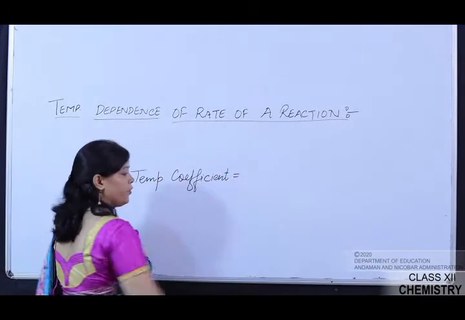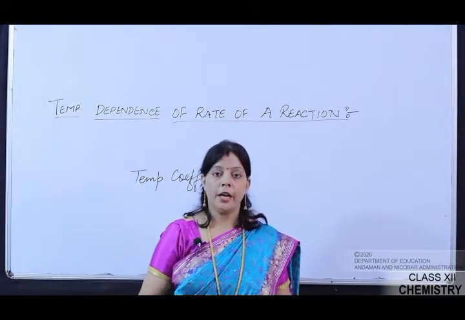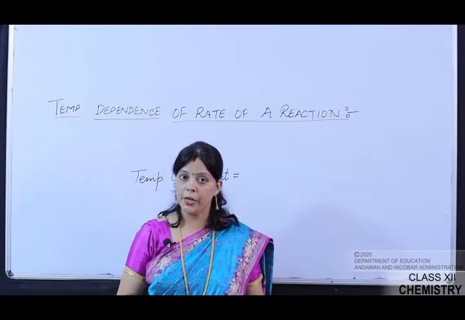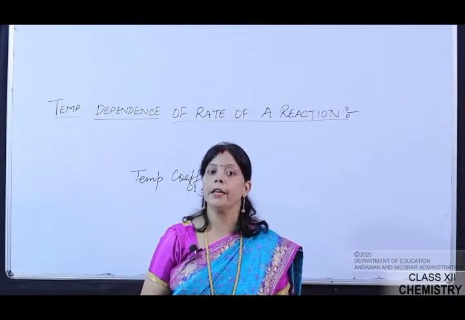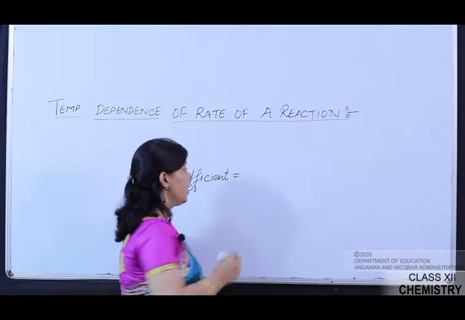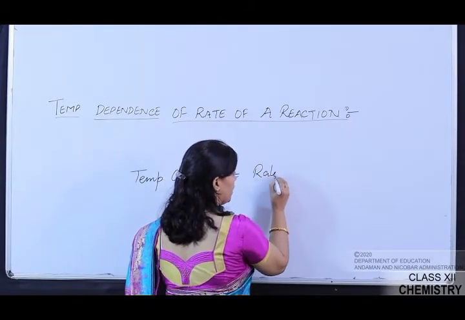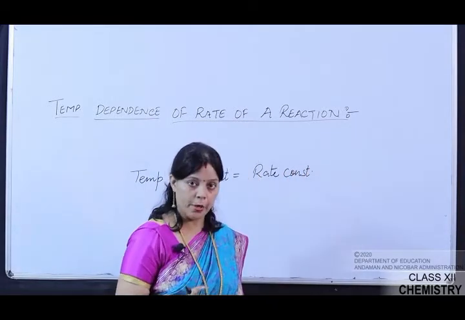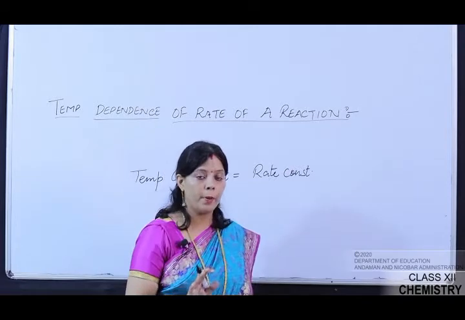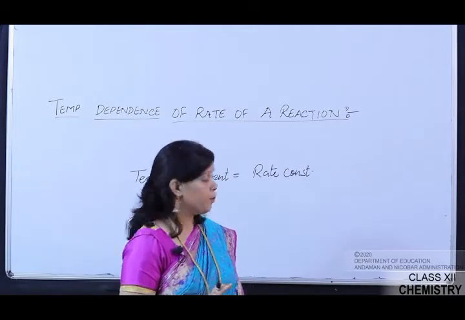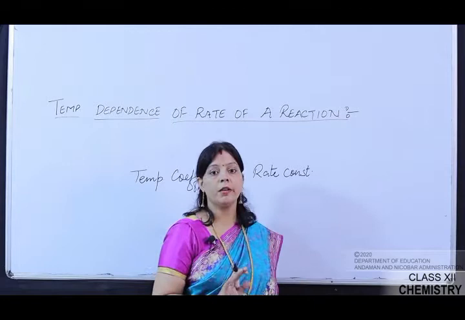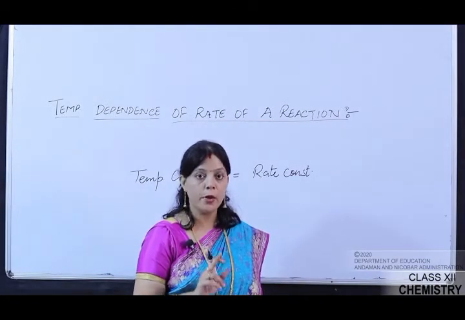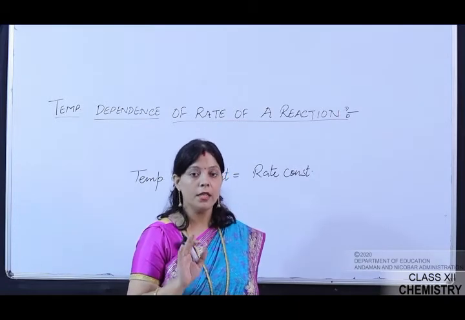The temperature coefficient is defined as the ratio of rate constant of a reaction at two different temperatures differing by 10 degrees Celsius. The two different temperatures generally selected are 298 Kelvin and 308 Kelvin, and 298 and 308 Kelvin differ by 10 degrees.